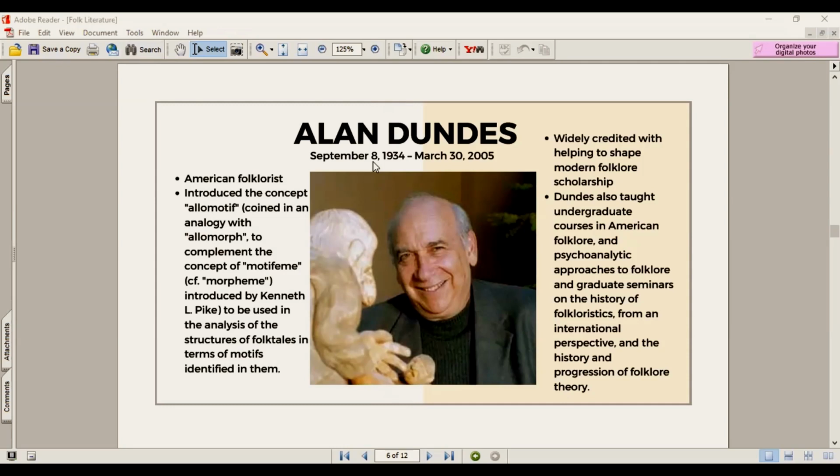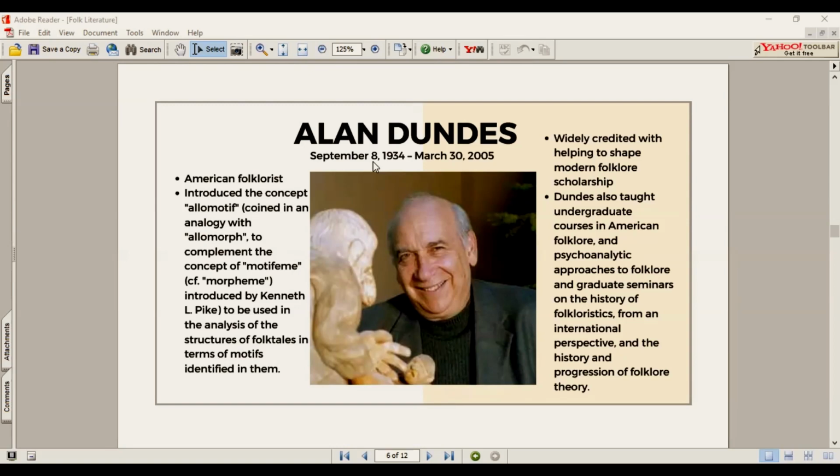Now here we can see the first theorists. As I had already told you, we would be speaking about certain theories given by the scholars. And the first scholar in the syllabus of UGC NET is Alan Dundes. He was an American folklorist, and he basically introduced the concept of allomotif, coined in analogy to allomorph, to complement the concept of motifeme or morpheme, introduced by Kenneth L. Pike, to be used in the analysis of structures of folk tales in terms of motifs identified in them.